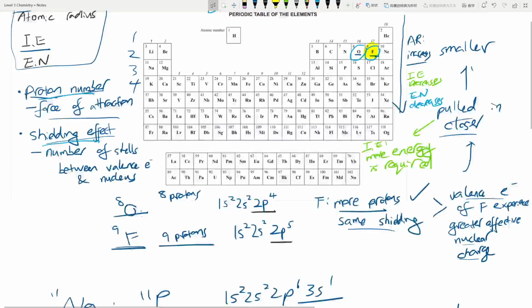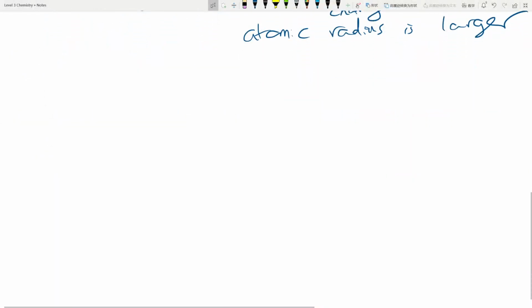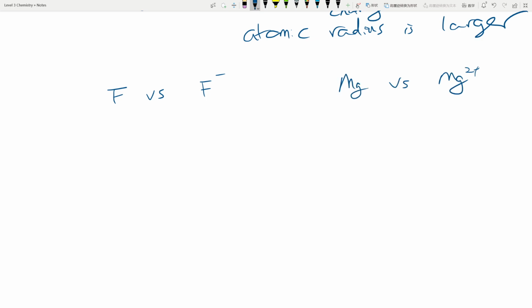Okay, now the last bit that I do want to quickly talk about is the ionic radius, because this sort of question normally comes up as well. Let's say, for example, fluorine versus fluoride, and then magnesium versus Mg2+. And this is what I always suggest my students do: always write down the proton number and the electron configuration. So for this it is 9, so this is 1s2, 2s2, 2p5, and this is 2p6.